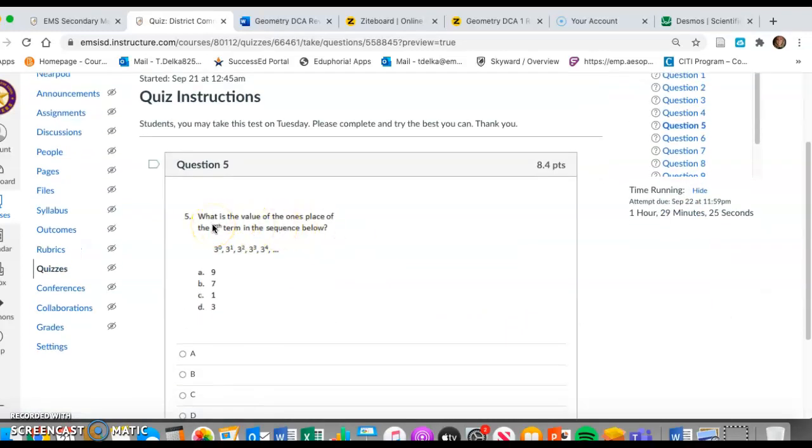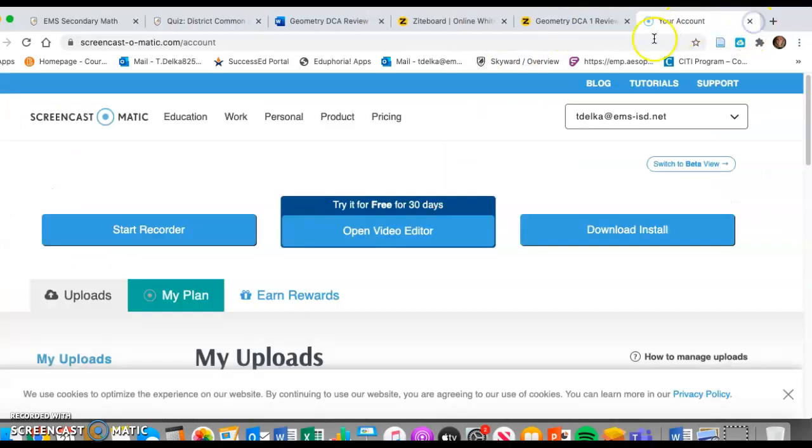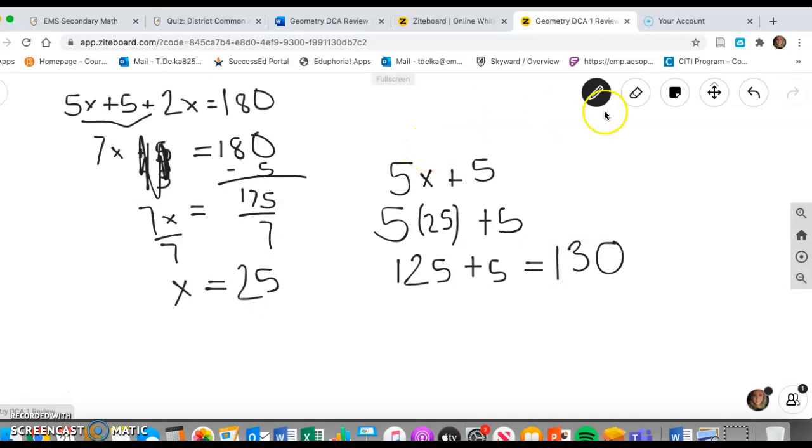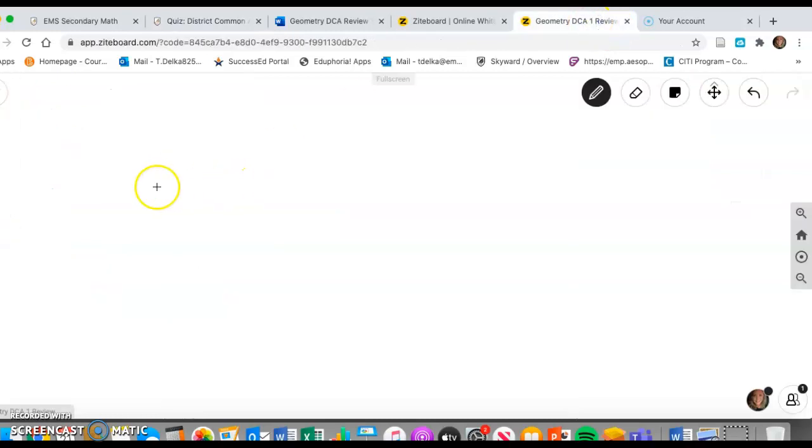This one says, what is the value of the ones place of the 7th term in the sequence below? Okay, so what's the value? First we need to look at all of the terms. Erase all this so I can get ready to do the next thing. Okay, so I have 3 to the 0, 3 to the 1, 3 to the 2, 3 to the 3, 3 to the 4. So first I need to draw those out.